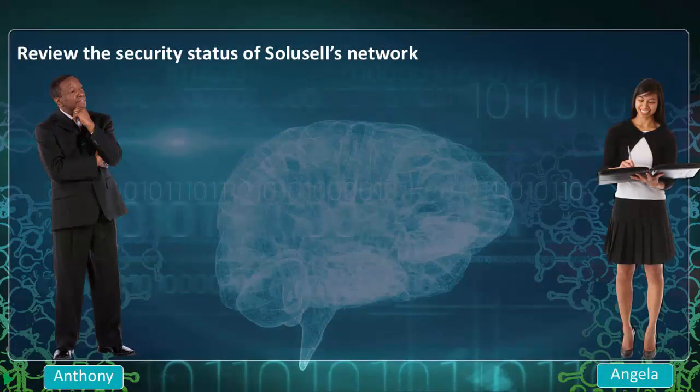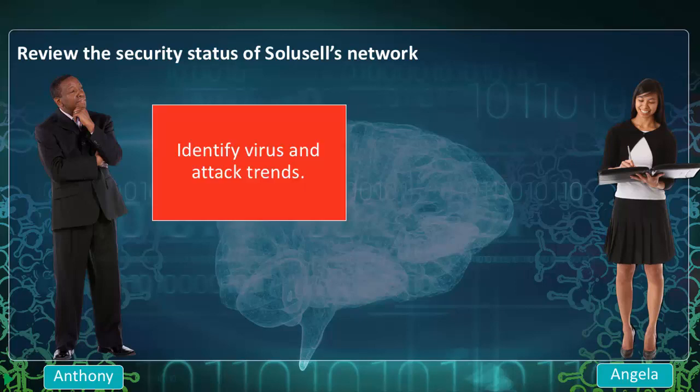Here are the types of tasks that Anthony and Angela can perform to monitor the security status of Solucell's network. Reports are used to obtain a count of detected viruses, security risks, and view details for each computer. This is a great way to determine if there is a specific group of machines generating detections, or if it is a frequent offender that needs manual remediation.